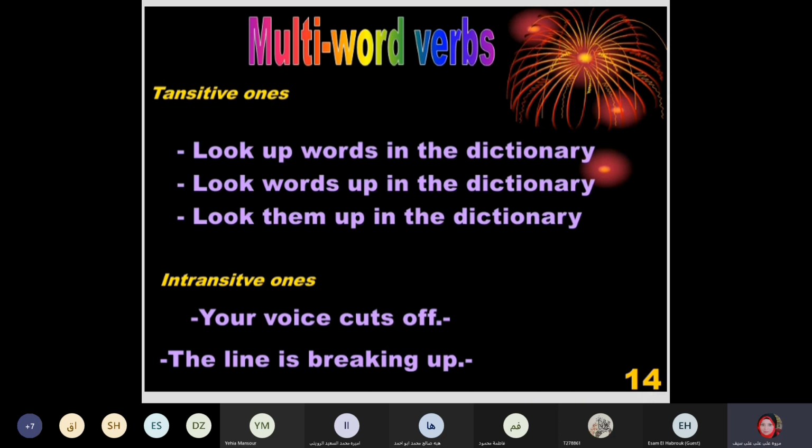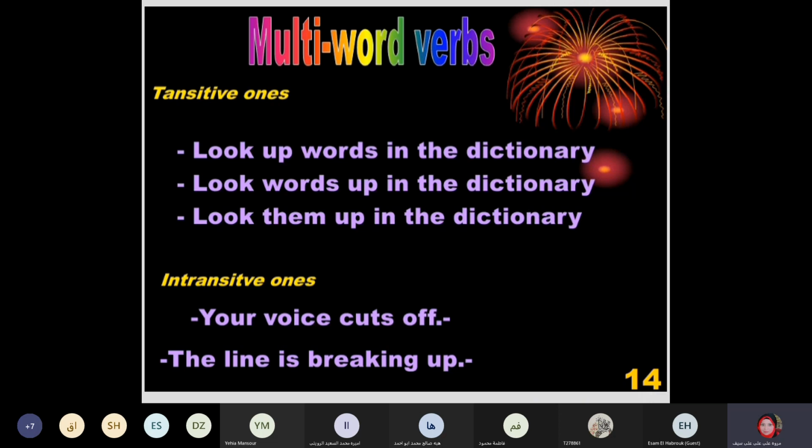It's exactly as Mrs. Amira has just said. The transitive phrasal verbs or multi-word verbs must have an object. But intransitive ones don't need an object, like the examples here. But there is another question that I want you to answer. We have look up words, look words up, look them up. Can we say look up them?